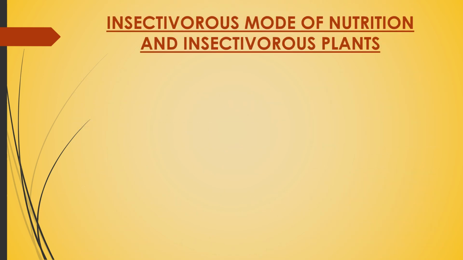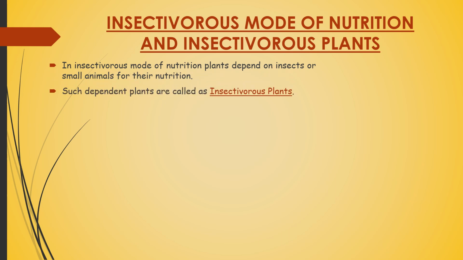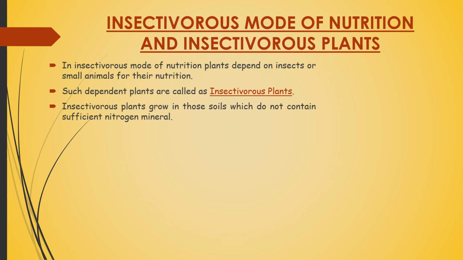Next is insectivorous mode of nutrition and insectivorous plants. In insectivorous mode of nutrition, plants depend on insects or small animals for their nutrition. It means those plants consume insects and small animals. Such dependent plants are called insectivorous plants. Insectivorous plants grow in those soils which do not contain sufficient nitrogen mineral.